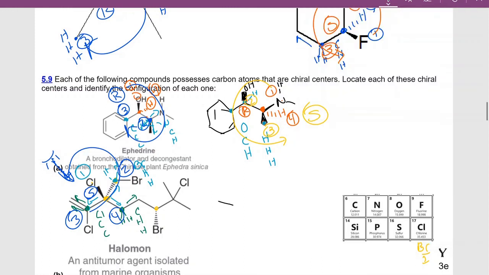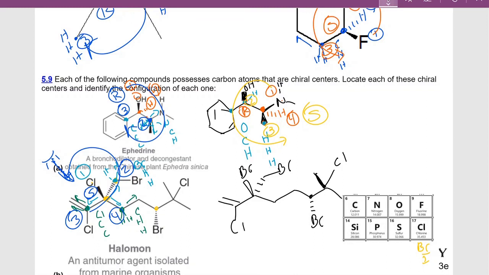Let's draw the molecule again to get that second chiral center. Okay, next chiral center. We've got at this chiral center, hydrogen, that's number 4. Bromine is number 1. Then we've got carbon versus carbon.